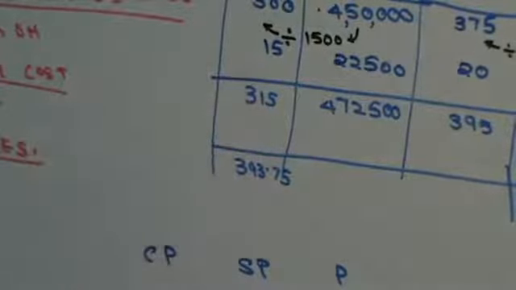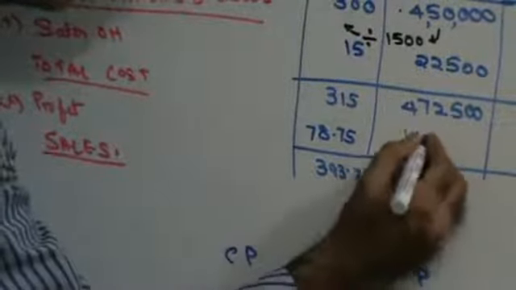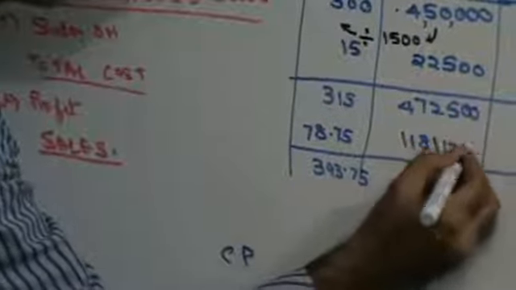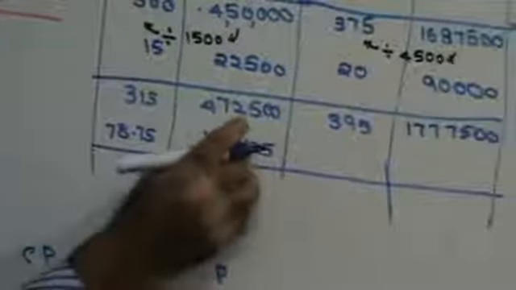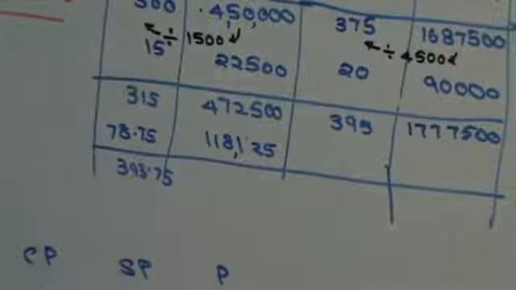393.75. Someone please subtract this. 393.75 minus 315 is 78.75. Multiply that by number of units sold. That is 1,500 units. 1,18,125. Yeah. Now add this. Someone please. 5,90,625. Okay.